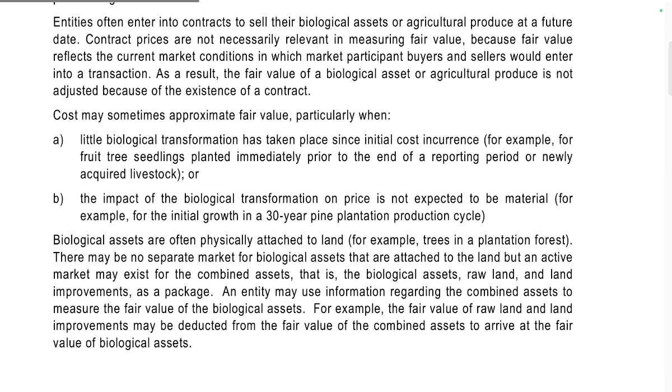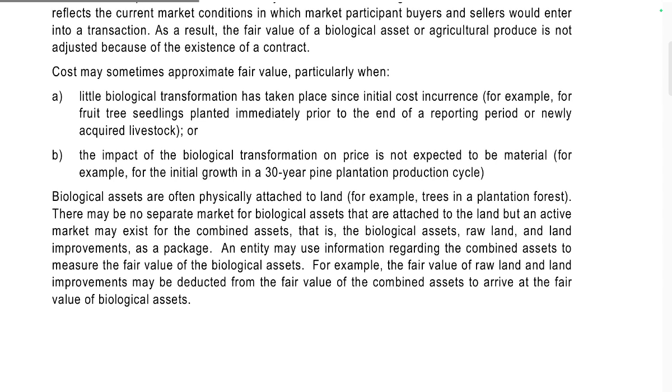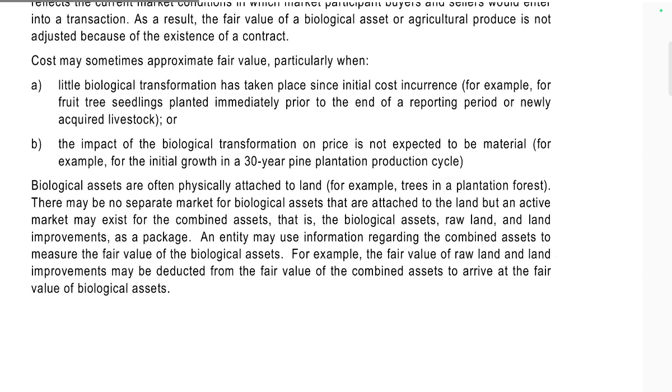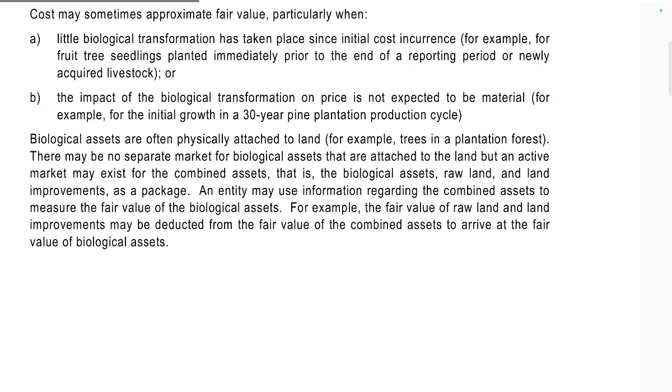As a result, the fair value of a biological asset or agricultural produce is not adjusted because of the existing contract. Cost may substantially approximate fair value when little biological transformation has taken place since the initial cost was incurred. For example, fruit tree seedlings planted immediately prior to the end of the reporting period, and newly acquired crops. The impact of biological transformation on price is not expected to be material, for example in the initial growth of a plantation production cycle.